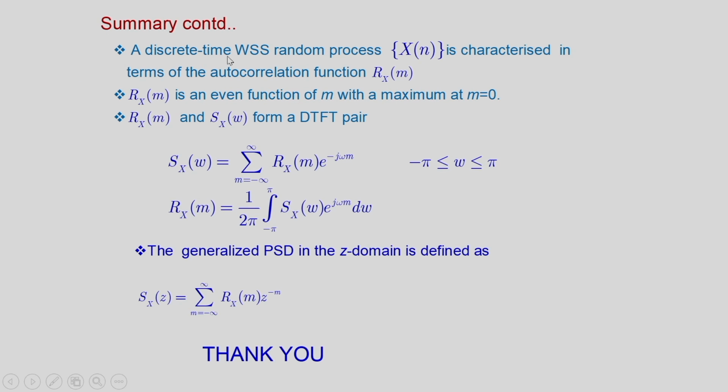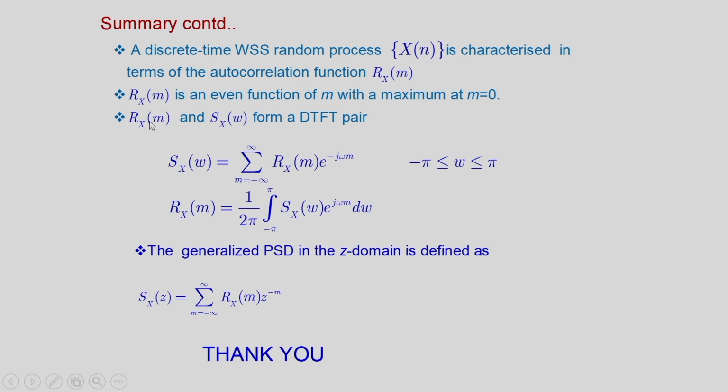Also, a discrete time WSS random process x[n] is characterized in terms of the autocorrelation function Rx[m], because the mean is constant anyway. Therefore, this autocorrelation function Rx[m] characterizes a discrete time random process. Rx[m] is an even function of m with maximum at m equal to 0. We have proved that Rx[m] has a maximum at m equal to 0, using the Cauchy-Schwarz inequality.